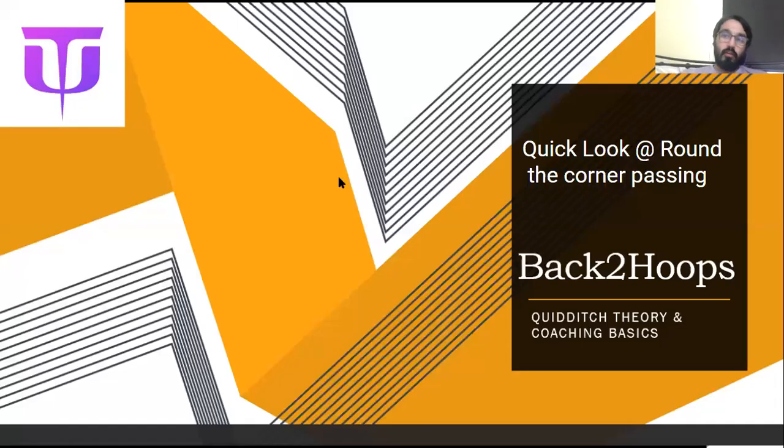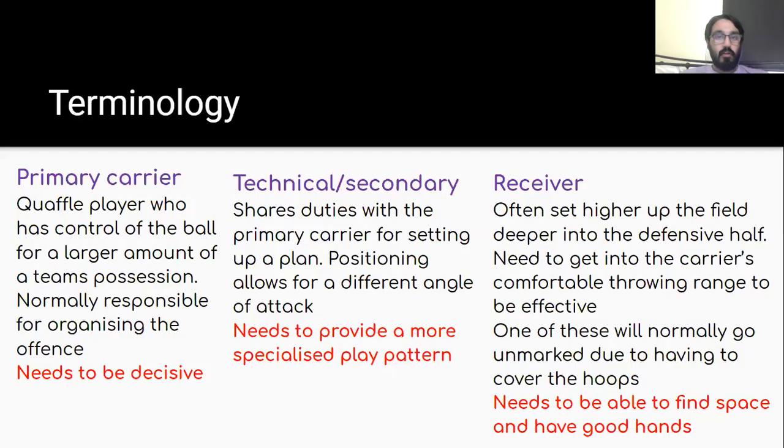Today we're going to have a quick look at round the corner passing. So let's get into it. The player roles that we're going to have on pitch and we're going to be using today are these. We have our primary carrier who is going to set this up, and we're also going to utilise both of our two receivers. One playing what we're going to call the link role, which we'll come into in a sec, and then the other receiver being the one at the hoop, trying to actually put in the goal themselves.